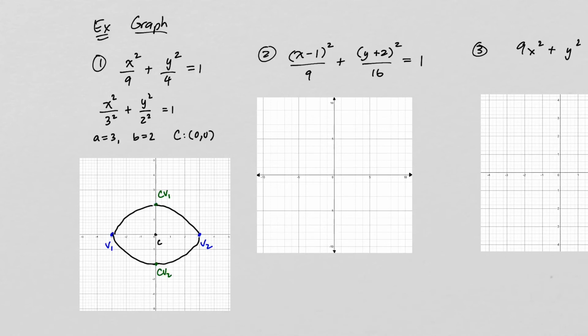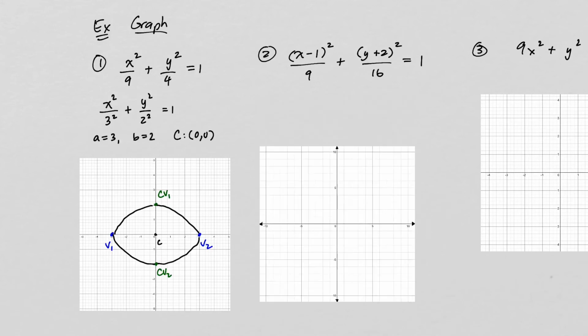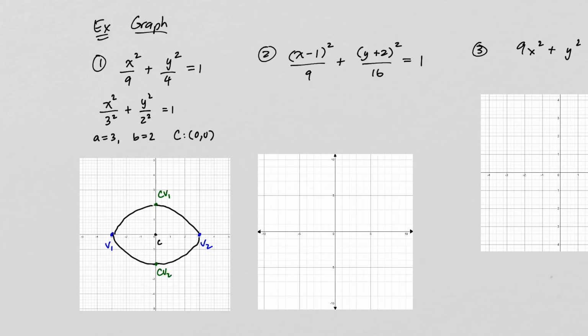Let's take a look at our second example. To graph this one, I'm going to rewrite this. I'm going to think of 9 as being 3 squared and 16 as being 4 squared. So if we rewrite this equation, we get this.